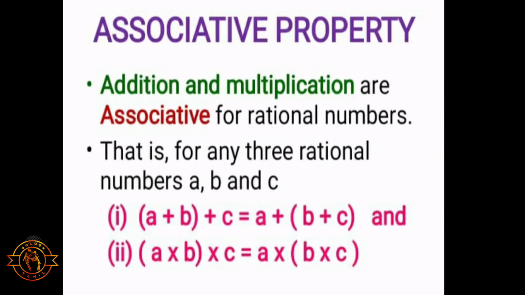Addition and multiplication are associative for rational numbers. That is, for any three rational numbers a, b and c, a plus b plus c is equal to a plus b plus c, and a into b into c is equal to a into b into c. That is, addition and multiplication are associative for rational numbers.